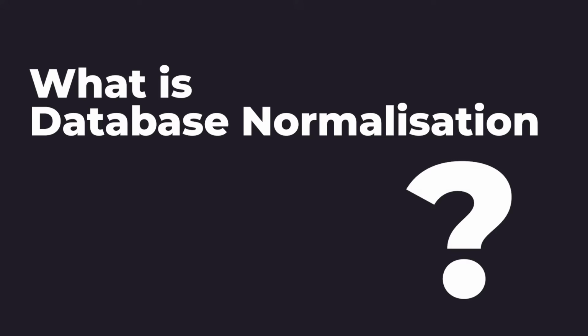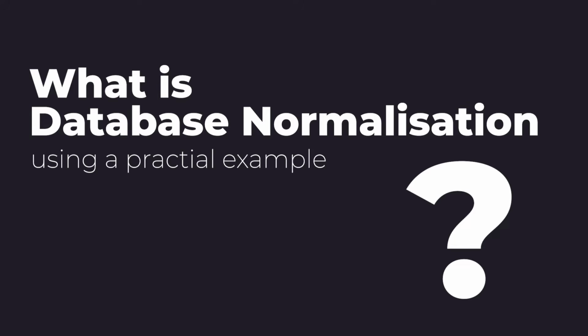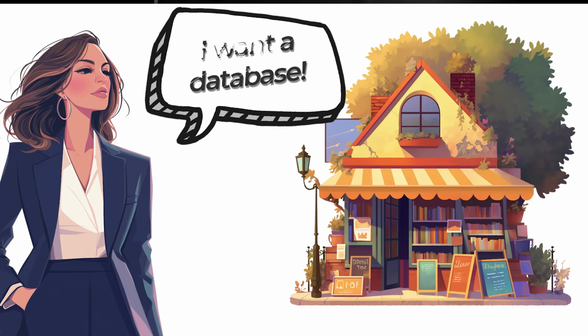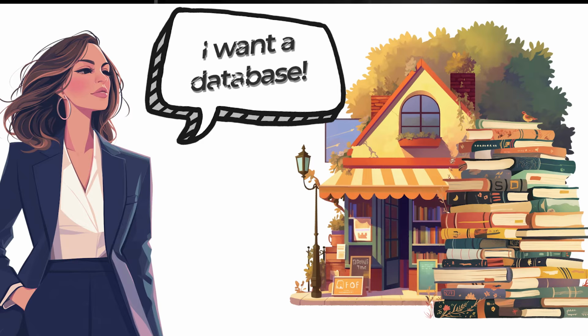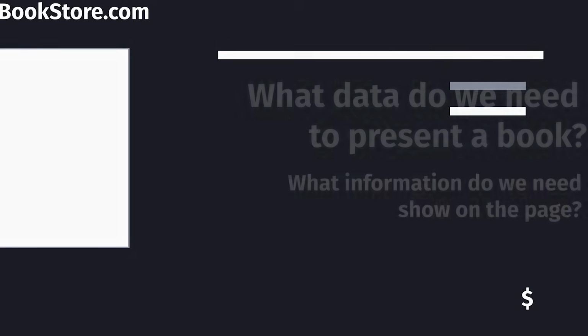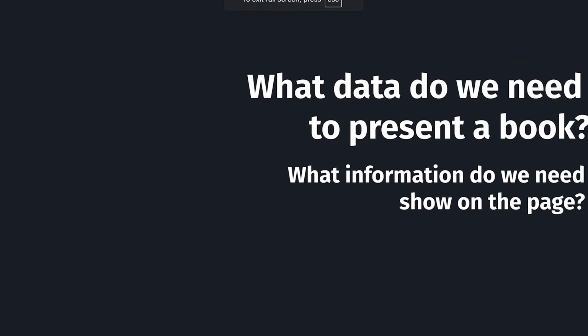Let's dive right in. What is database normalization? Let's start with a practical example. Imagine that the owner of a second-hand bookstore has contacted you. She's asked you to help set up a Notion database to track which books she has in store so she can sell the books on her website. Now think about it for 2 seconds. What information needs to be on the page and what do we need to store in the database?